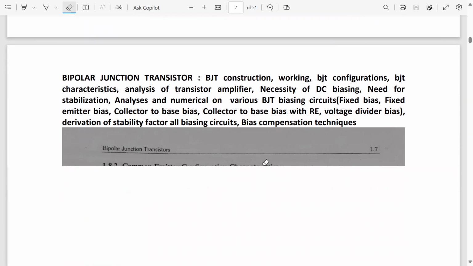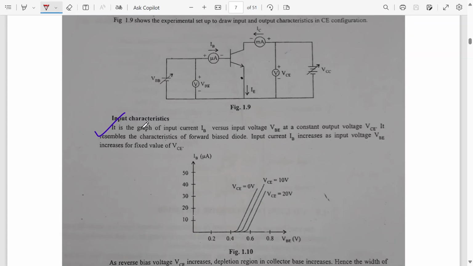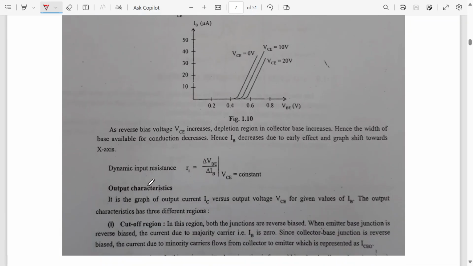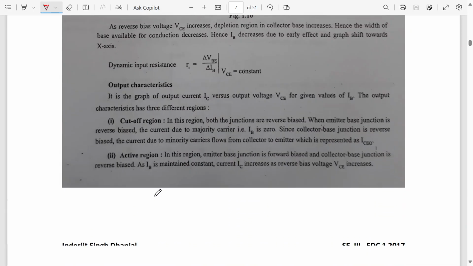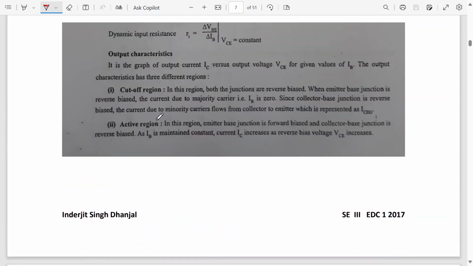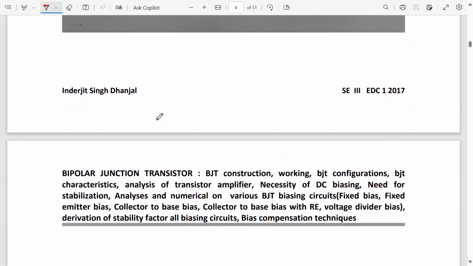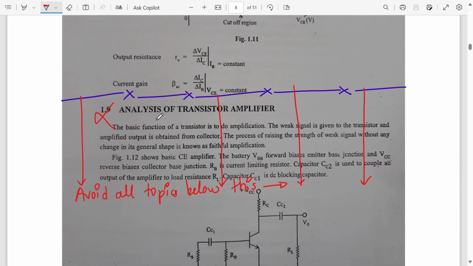Yes, sir. Then next is common emitter. Common emitter में input characteristics description is given over here. Input resistance is given. Output characteristics, देखो ये output characteristics है और उसका description यहाँ पे दिया हुआ है. So you can study that directly from there, and that is accurate. ये accurate है थोड़ा.